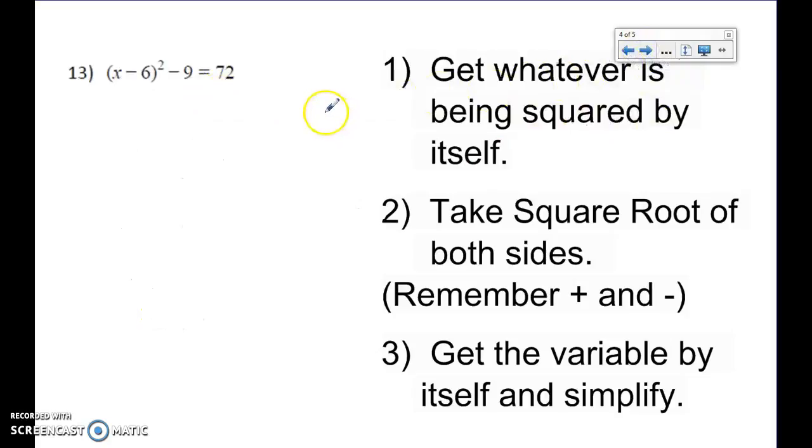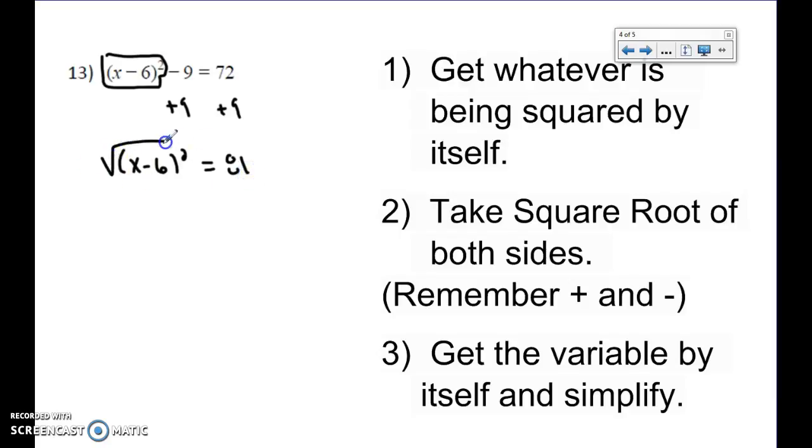All right, now we're going to look at number 13. Same idea. We're going to get whatever's being squared by itself. So in this case, I have to get rid of the minus 9. So I'm going to add 9 to both sides. So I get x minus 6 squared equals 81. I'm going to take the square root of both sides, because once I have whatever's being squared by itself, now I can take the square root of both sides. And I get x minus 6, and then the square root of 81 is plus or minus 9.